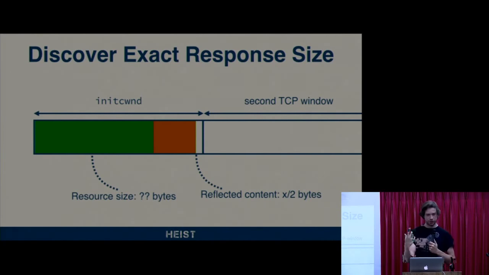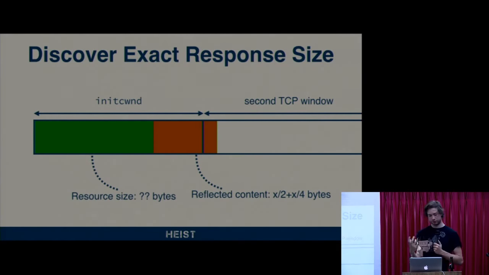And then he does the same thing again, and checks: does it fit in a single TCP window? The answer is yes. So he again needs to increase the amount of reflected content. He increases it by a fourth of X.